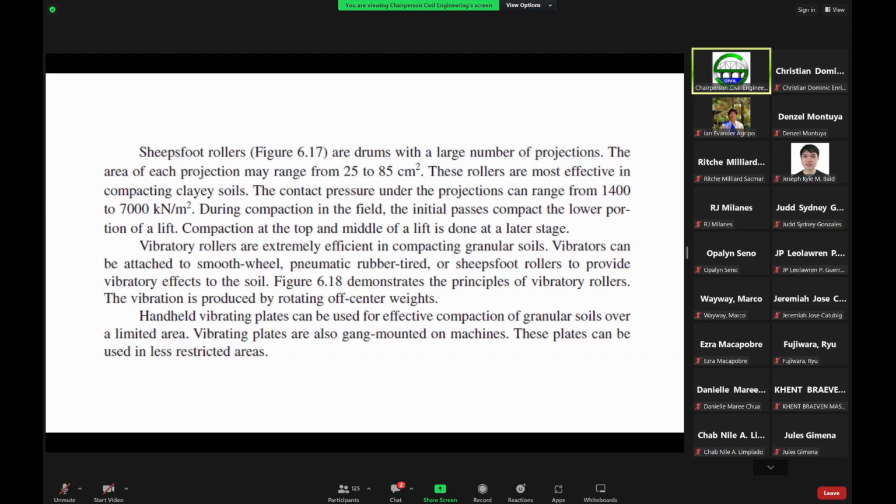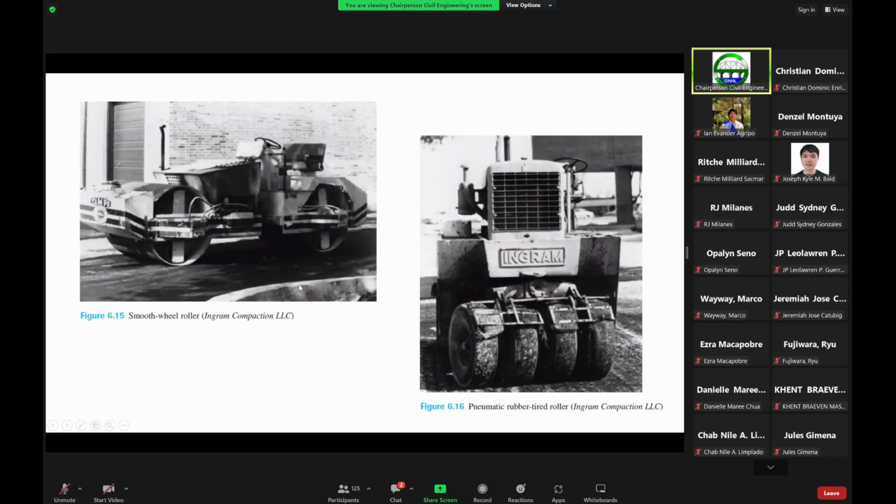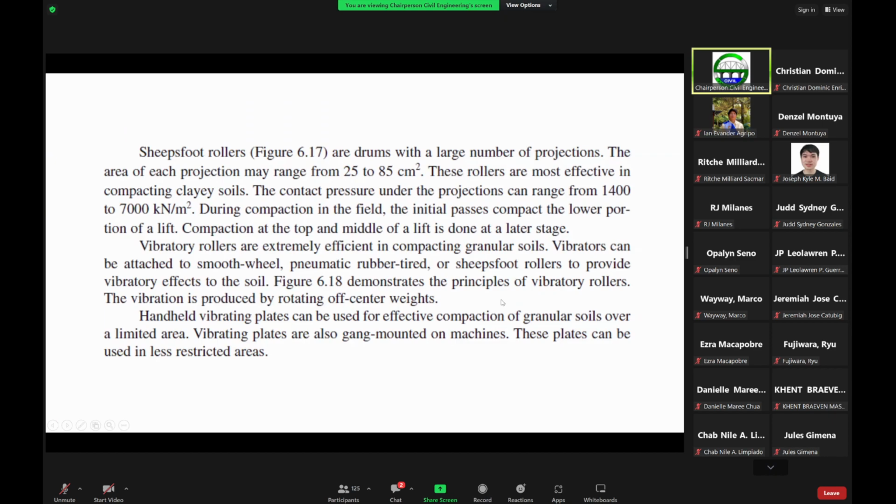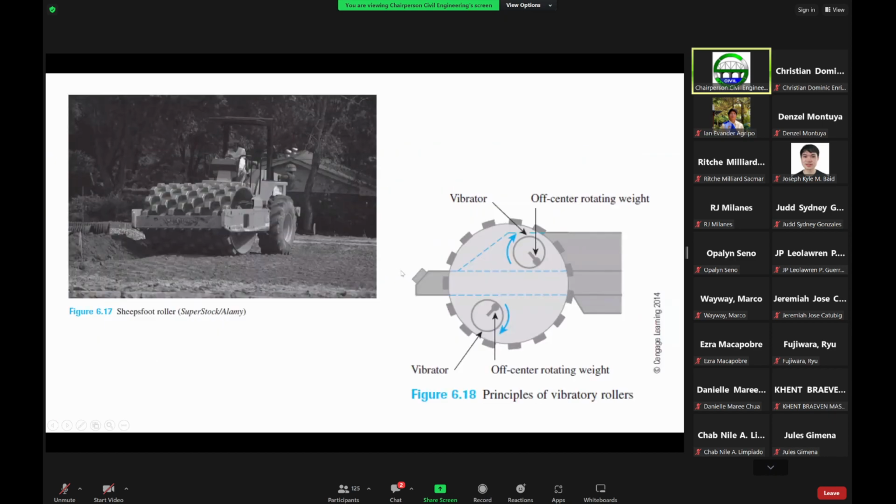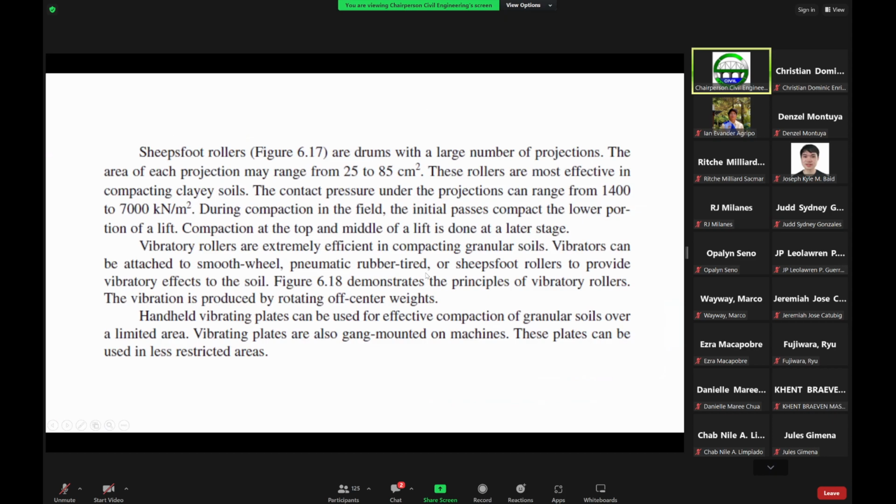Now, speaking of vibratory, I have here the fourth one. Vibratory rollers are extremely efficient in compacting granular soils, such as gravels and sands, for example. Now, vibrators can be attached to either a smooth wheel roller. It can be attached here, or here, or here, to provide vibratory effects to the soil.